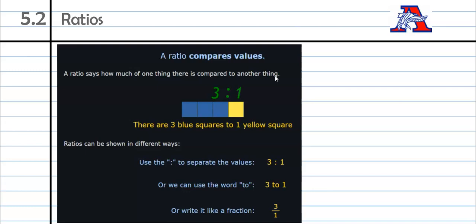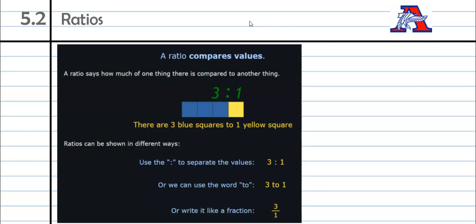A ratio says how much of one thing there is compared to another thing. So in this example, there are 3 blue squares to 1 yellow square. So you could write that 3:1. Use the colon sign between the 3 and the 1. And you would read that 3 to 1. 3 blue squares to 1 yellow square.